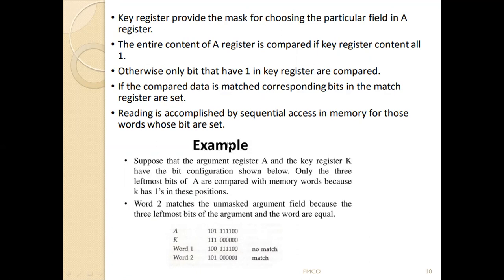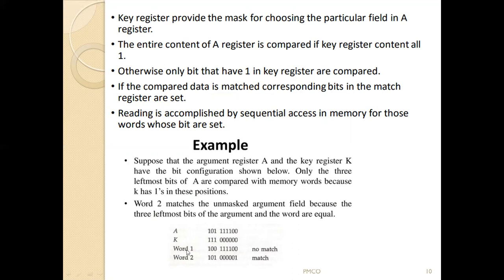So here is an example. Suppose that the argument register A and the key register K have the bit configuration shown below. So here is the A and key register content. A is having 101 111110 and K is 111 0000000. So only the 3 leftmost bits of A, 101, are compared with this memory word.